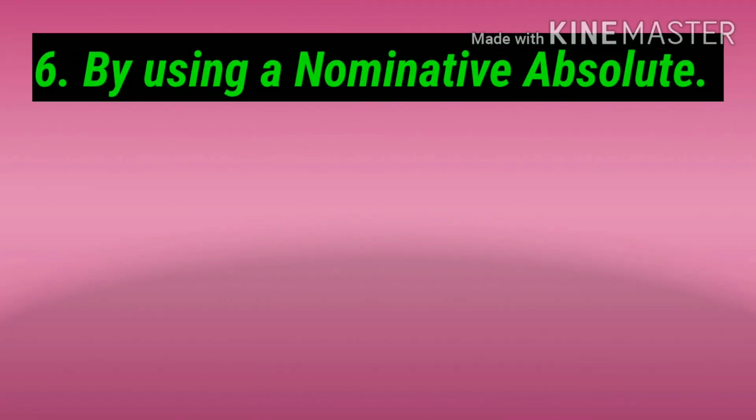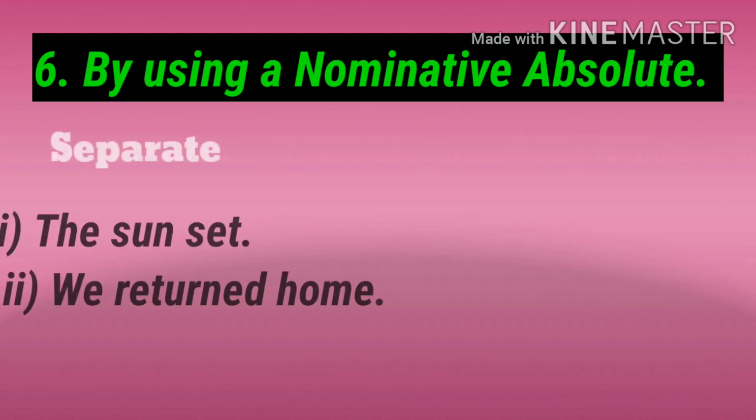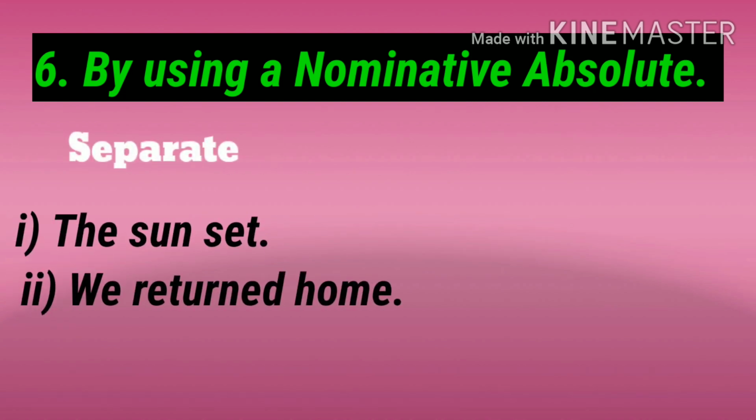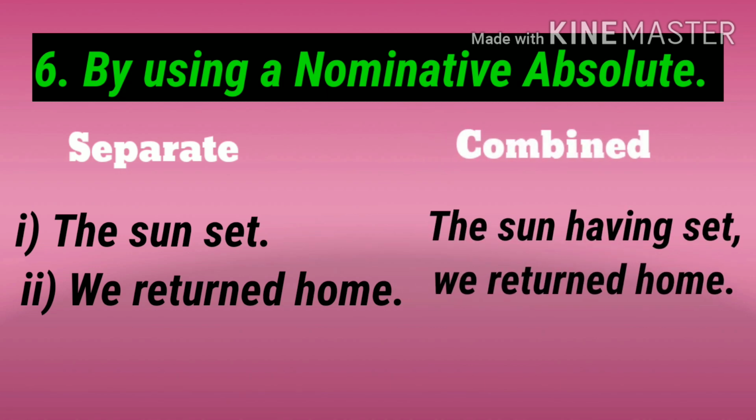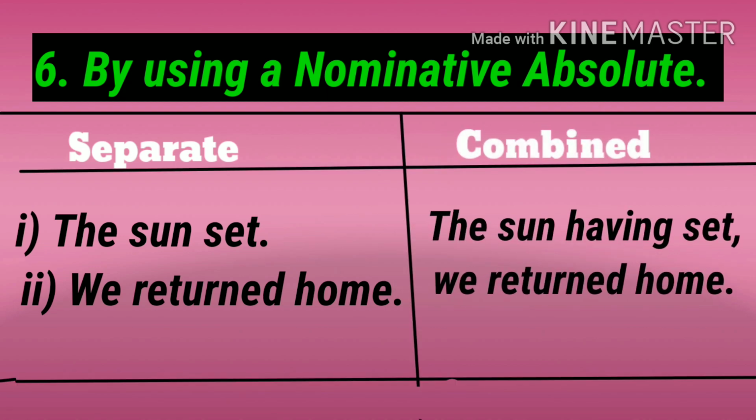Number 6. By using a nominative absolute. Example, sentence 1. The sun set. 2. We returned home. How can we combine? The sun having set, we returned home. But here you need to remember a few points. When the subjects of the two sentences are different, we use a nominative absolute. Here, the sun is the subject in the first sentence, and in the second one, we. So from here we can understand that the subjects are different. That means it will be a nominative absolute.